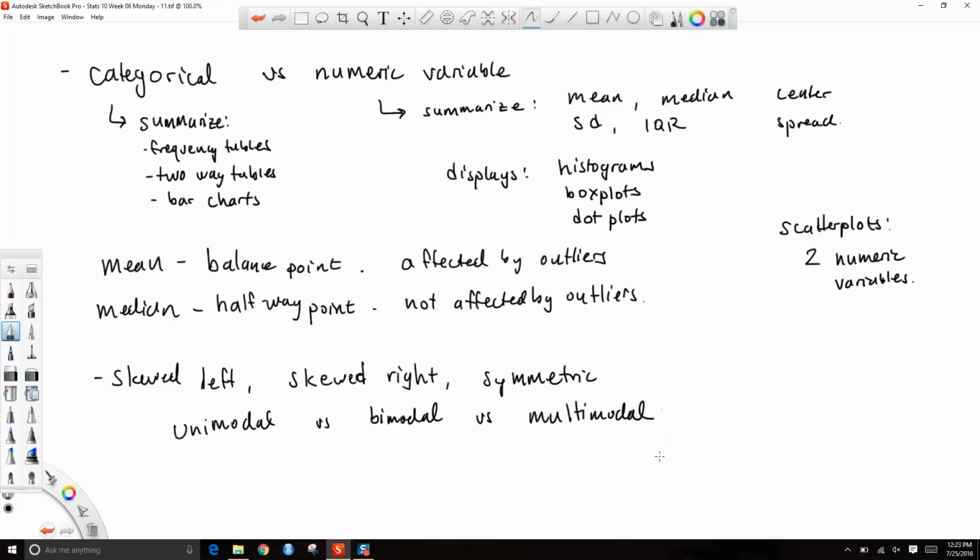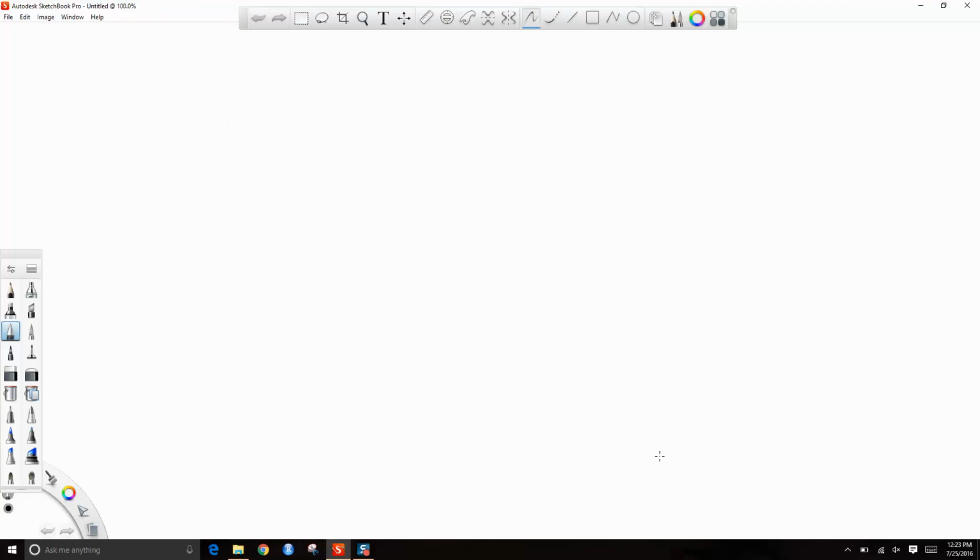Observations versus observational studies versus experiments. You should know that. Okay, just conceptual stuff.